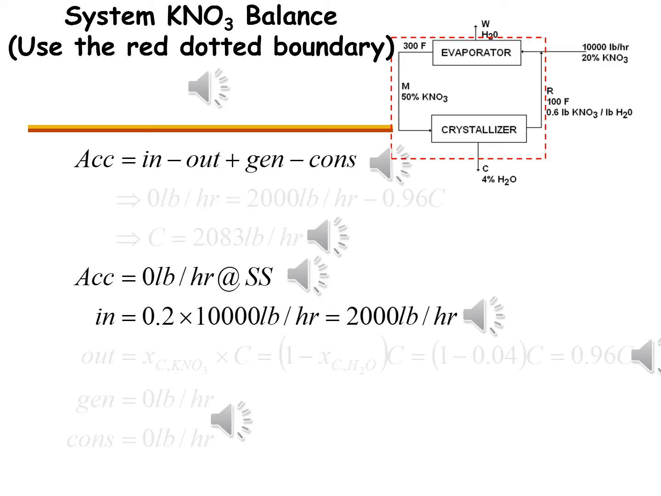Potassium nitrate salt enters the system, defined by the red dotted boundary, via the 10,000 pound per hour feed stream. Salt comprises 20% of the stream, so the total pounds per hour need to be multiplied by 0.2 to get the salt going in.